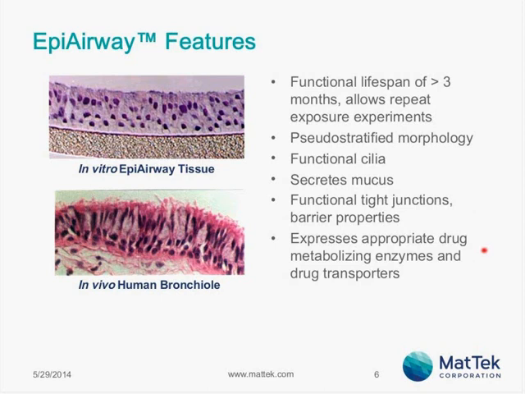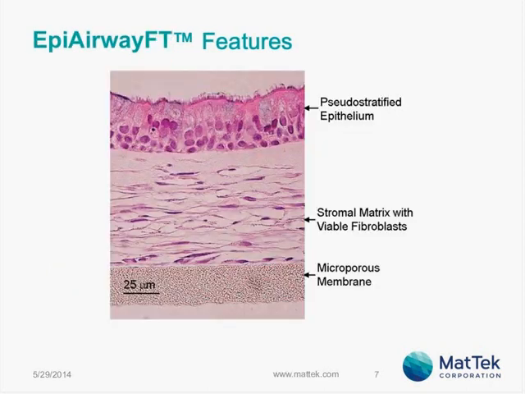And they express appropriate drug metabolizing enzymes and drug transporters. This slide shows an example of the EpiAirway FT, or what we call the full-thickness EpiAirway, that consists of the pseudostratified epithelial layer, as well as a stromal matrix that contains viable fibroblasts. And here we see the microporous membrane, which is the support structure for the tissue.